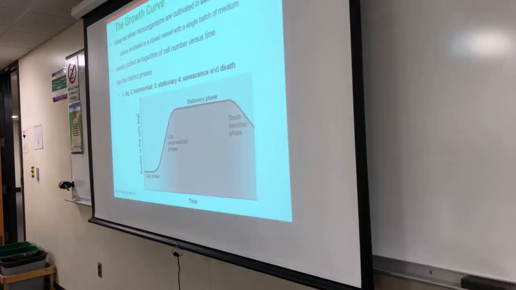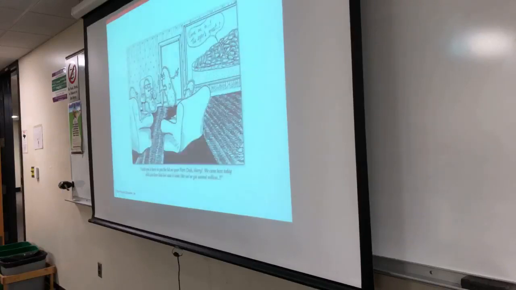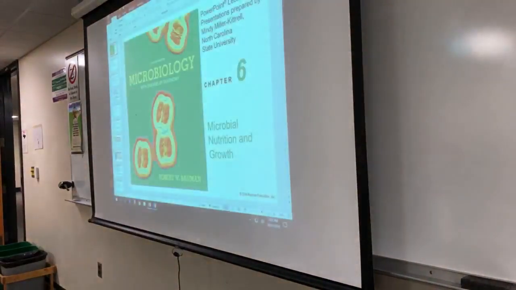Now you do want to know in batch culture, remember the phases of growth? You should know them in order and kind of what's happening during each phase. There's a lag phase, logarithmic or exponential growth phase, stationary phase, and then senescence or death. In that order, right? In that order. Okay. Any questions about chapter 6?